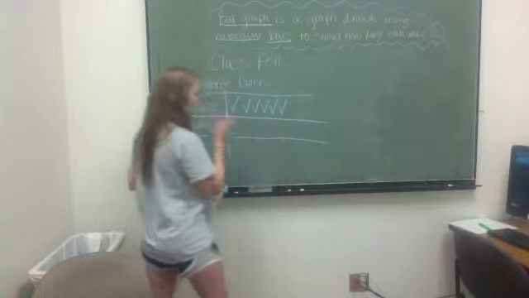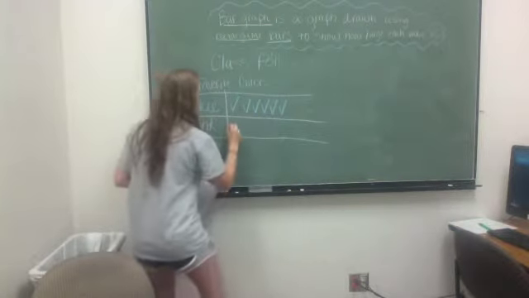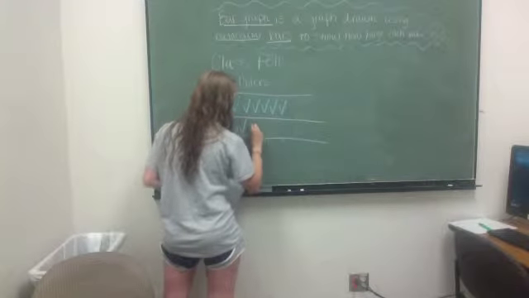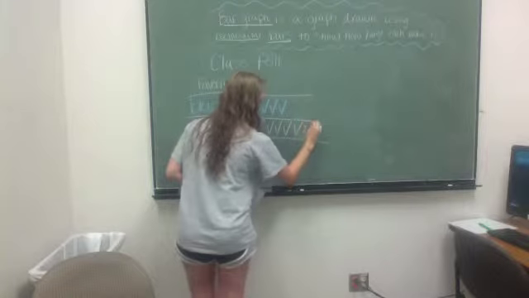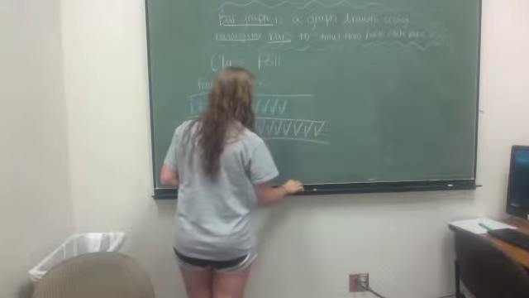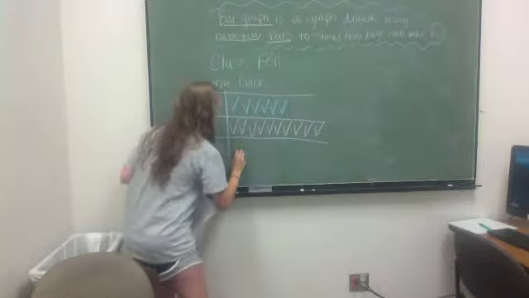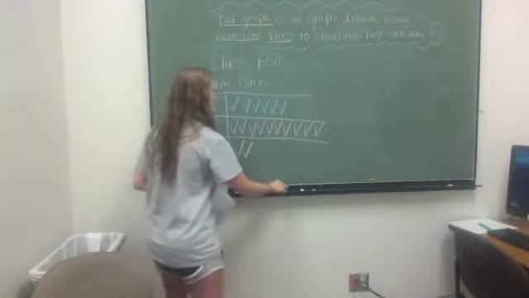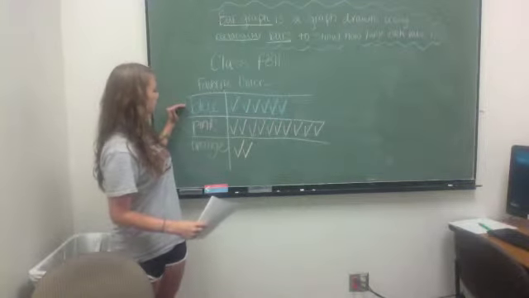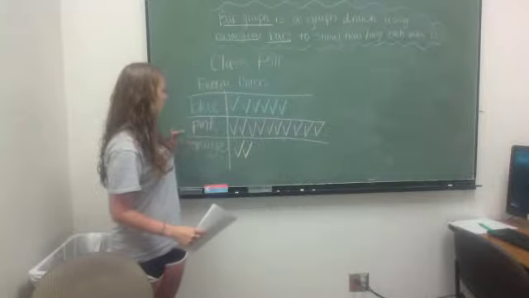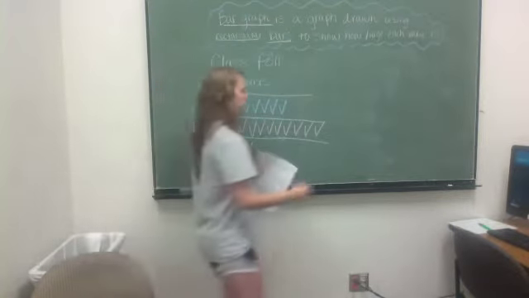How many people's favorite color is pink? 10. Wow, I think pink's got blue beat. And how many people's favorite color is orange? 2. Okay. So now we're going to take this data right here. We have 6 people that like blue, 10 people that like pink, and 2 people that like orange. And we're going to make our own class bar graph.